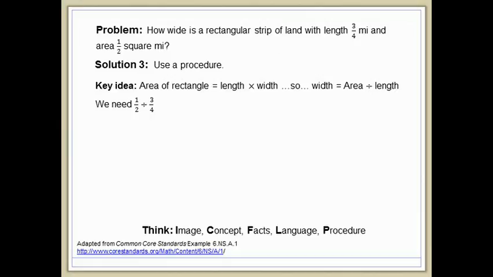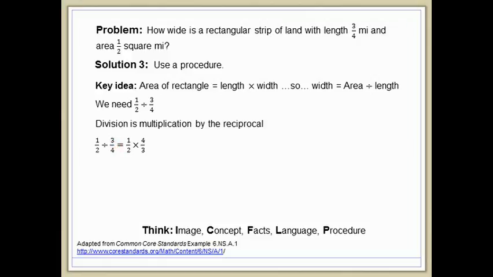So another key idea here is that division is multiplication by the reciprocal of the divisor. So multiplication by the reciprocal of the second number, people think of it that way. And so our 1/2 divided by 3/4 becomes 1/2 times the reciprocal of 3/4, or times 4/3. We flip this over here.